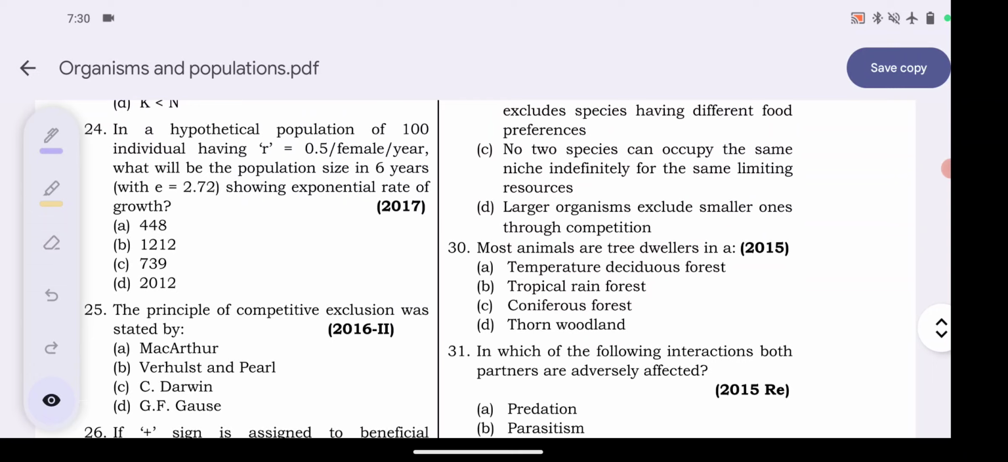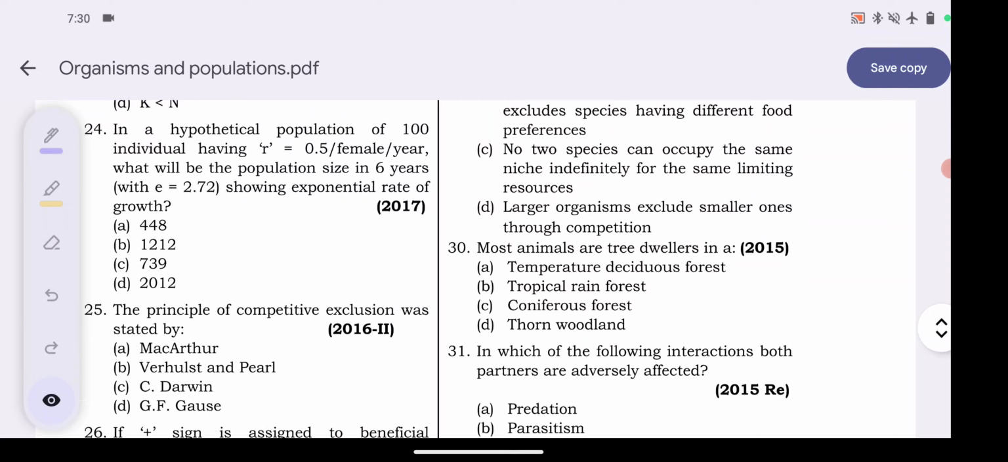So here your initial population, meaning N naught, equals 100, r equals 0.5, r is the growth rate, t time equals 6 years, where e equals base of natural logarithm, that is 2.72. Coming to the equation or the formula, Nt equals N naught e to the power rt. Nt is the population density after time t. So Nt equals 100 multiplied by 2.72, which is the value of e, and then you have rt.